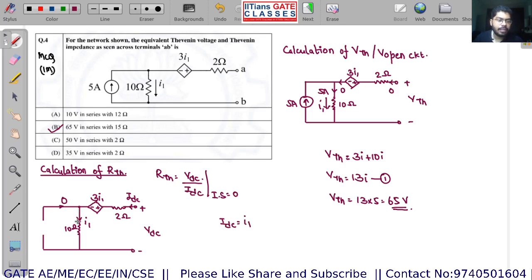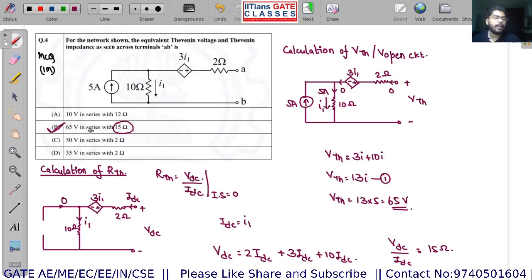So let me apply KVL in this loop. So it will be VDC is equal to 2 IDC, sorry, I had written IDC in capitals. So 2 IDC plus this is 3I1 and I1 is equal to IDC. So 3 IDC plus 10 IDC. So VDC by IDC comes out to be equal to your 15 ohm. So you can see this is also coming out. So option B is your correct answer. Okay.